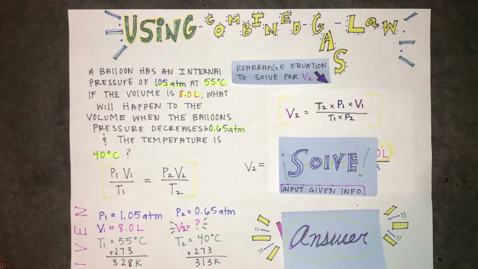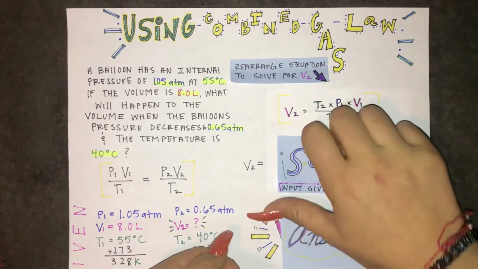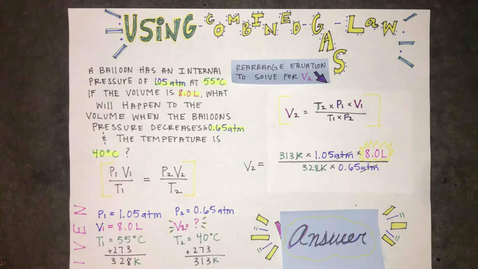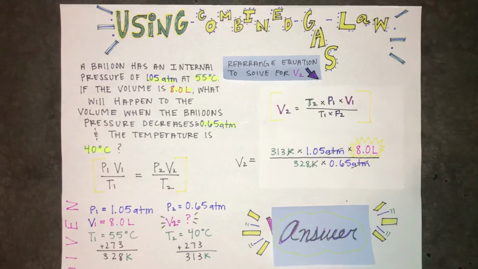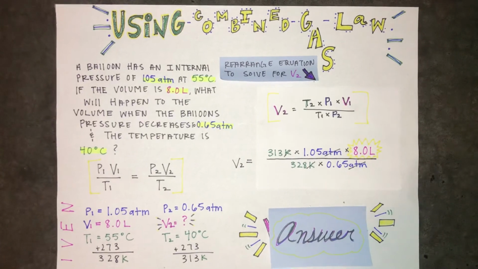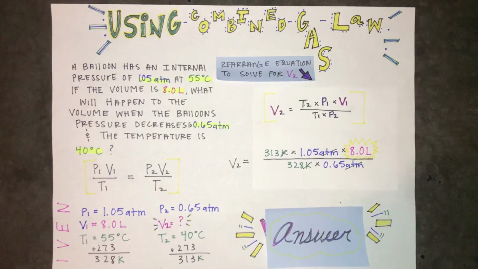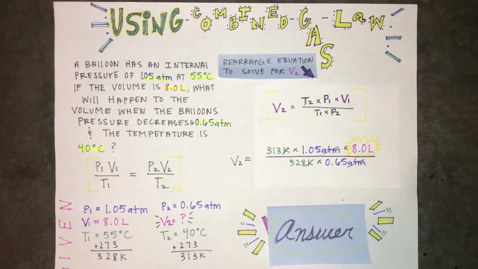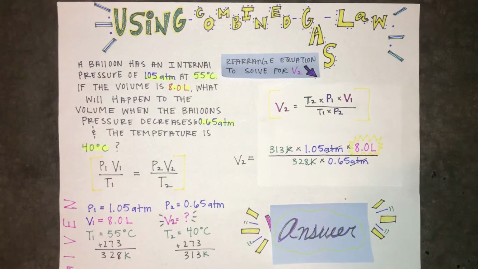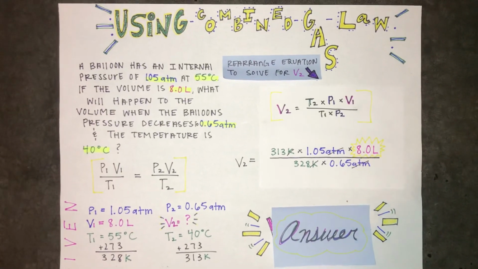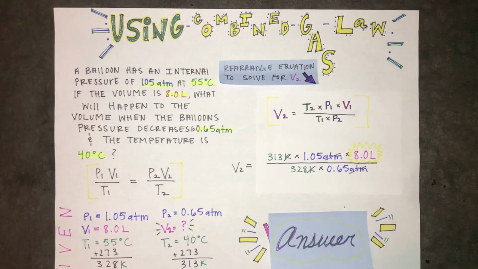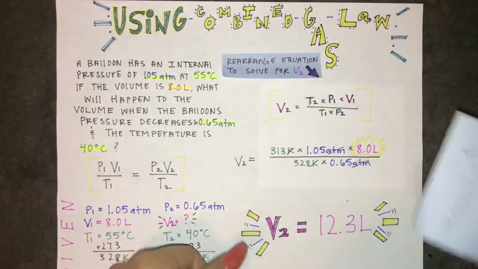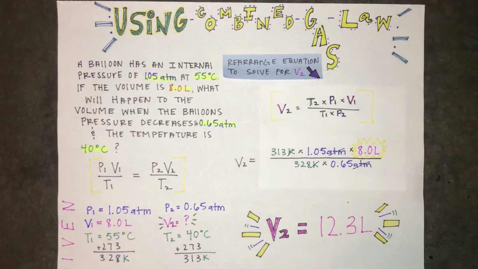Now to solve, we input our given information, and that gives us 313 kelvins multiplied by 1.05 atms multiplied by 8.0 liters divided by 328 kelvins multiplied by 0.65 atms. Now we must make sure that all our units except liters cancel out because we are looking for volume. And our final answer is volume 2 equals 12.3 liters.